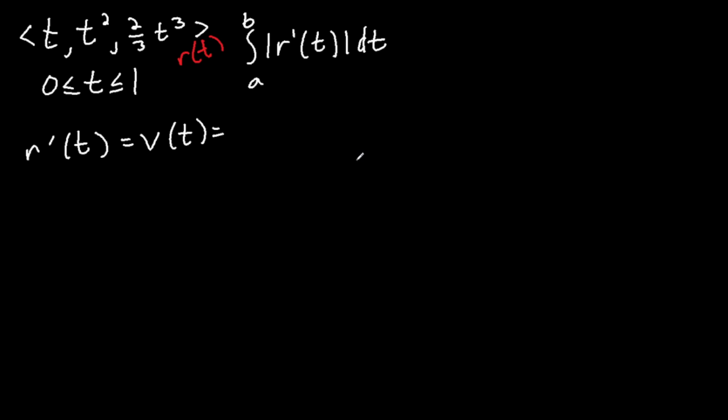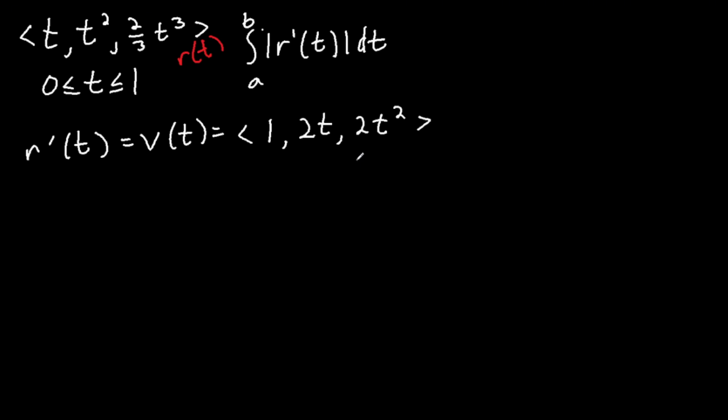And all we have to do is find the derivative of this vector valued function. So what's the derivative? Well, the derivative of t is just 1. The derivative of t to the power of 2, sorry, is 2t. And the derivative of 2 over 3 times t to the power of 3 equals, what is that? 2t squared.